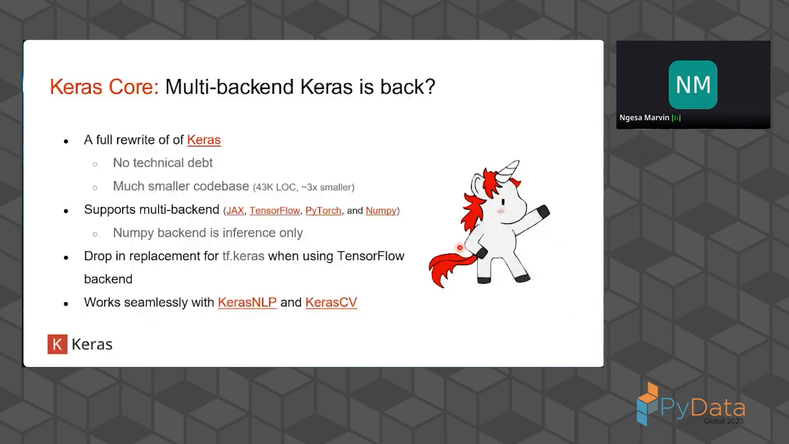You can even use NumPy. But the difference between NumPy and the three is that JAX, TensorFlow, and PyTorch can do automatic differentiation, while NumPy can't. And that means that the only thing you can do with NumPy as a backend is inference only. And today you don't have to do tf.keras. You could just use from keras import all that if you were using other backends. And of course, this works seamlessly with the key verticals in deep learning, including KerasNLP and even Keras computer vision, or KerasCV.